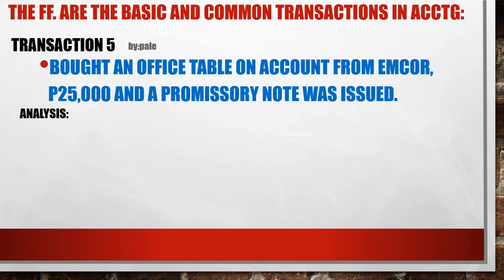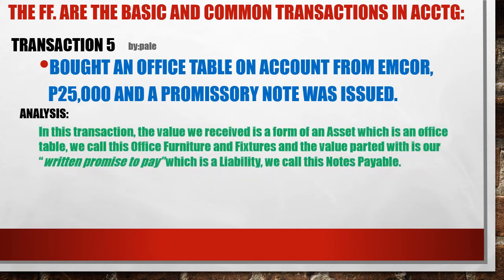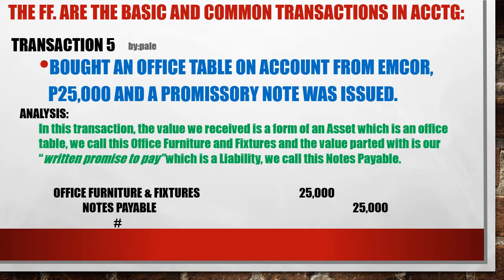So what did we receive? Oh, we purchased an office table. So that is what we have received. That is our debit. So what is our credit? We gave them a promissory note. So what is that? It's a notes payable. So written promise to pay. So debit, office furniture and fixtures for the amount of 25,000. Credit, notes payable for the amount of 25,000.